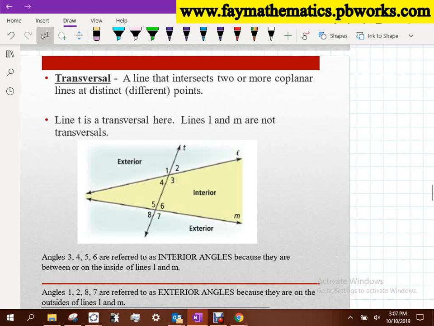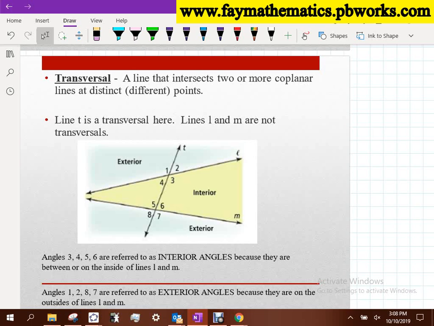Okay? So the next thing we do is we start talking about these 4 angles. And they are on the same side of the transversal. Okay? So if I look at the same side angles, there's 4 of them. 2, 3, 6, and 7 are on the same side of the transversal. 1, 4, 5, and 8 are on the same side of the transversal. Okay? We call those same side angles.